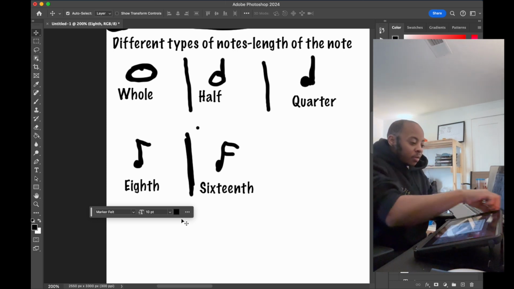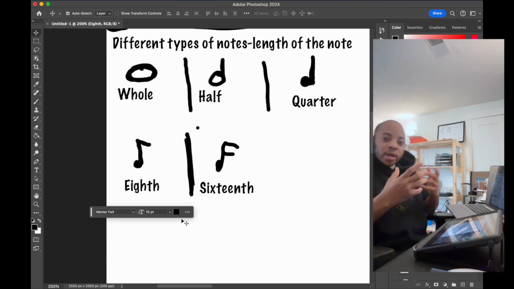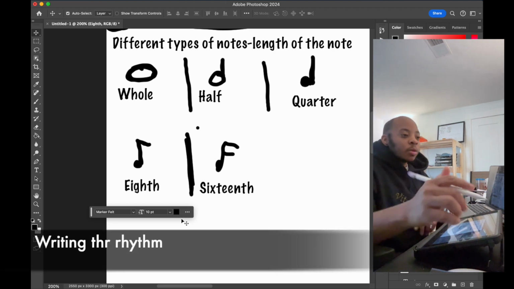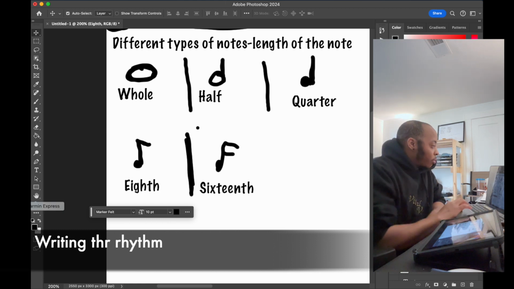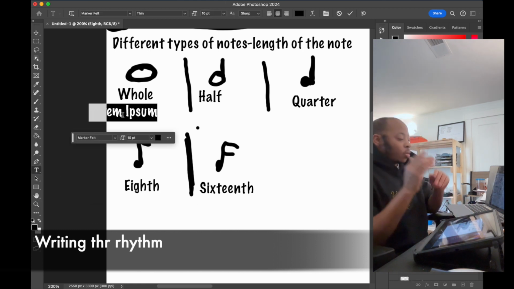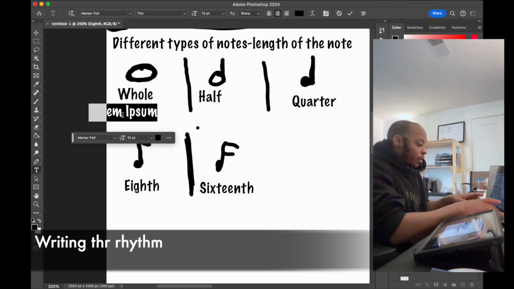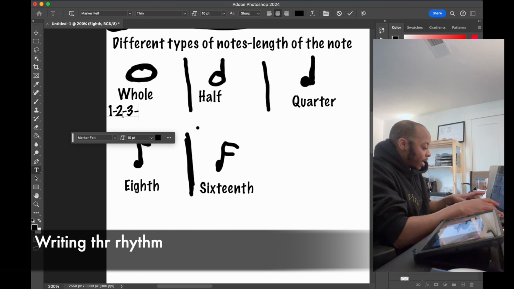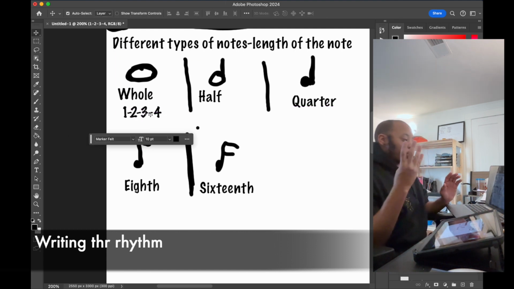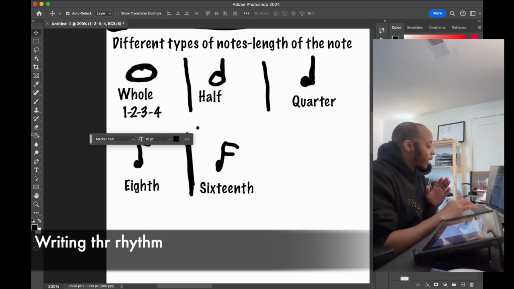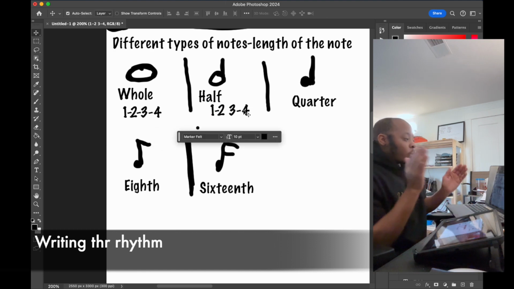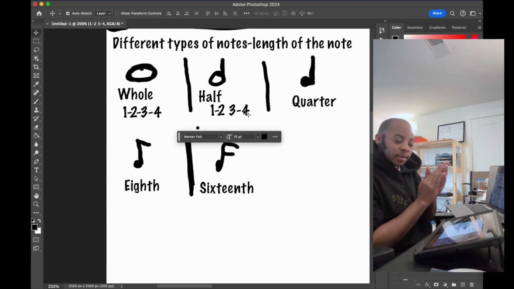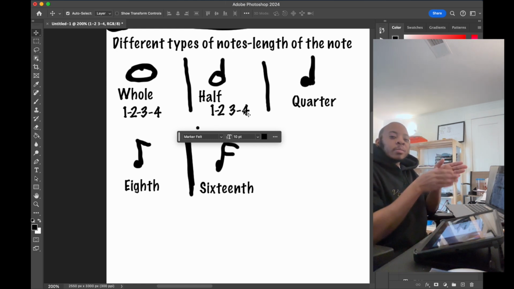Okay, so when we have these notes, there are ways to break them down in counting. In writing, in theory, we have whole. Whole: one, two, three, four. I'm going to separate those by dashes. All four beats are in that one whole note. Then we have the half: one, two, three, four. One dash two, three dash four. This is four-four, meaning four beats in a measure.